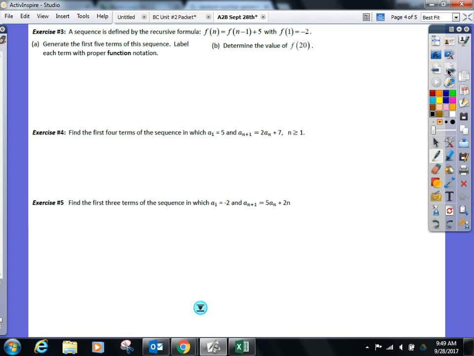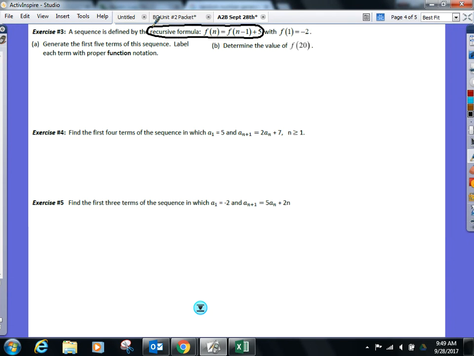Okay, so I have given you the recursive formula right here. Here's the recursive formula, something we're familiar with. And I've given you, what's this represent? F of 1 equals negative 2. What's that telling me? First term is negative 2. And I need to find the first 5 terms right now. We already know the first one, right? F of 1 equals negative 2. So that's done already. I just got to find the next 4.